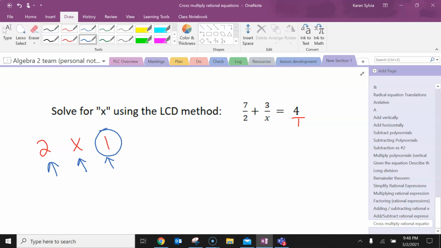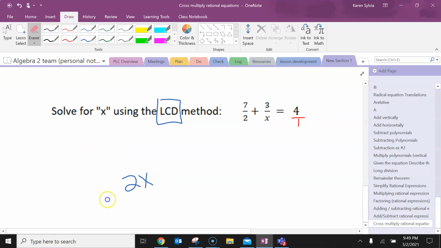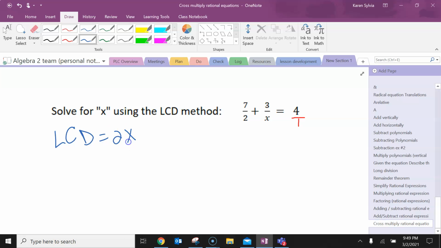But if I were to get the entire denominator, where everything is accounted for, with the 2, it happens to be missing an x. With the x, it's missing a 2. With the 1, it's missing both the 2 and the x. So my common denominator, my least common denominator, would have to include all of the denominator pieces. So my LCD is 2x. So LCD equals 2x.